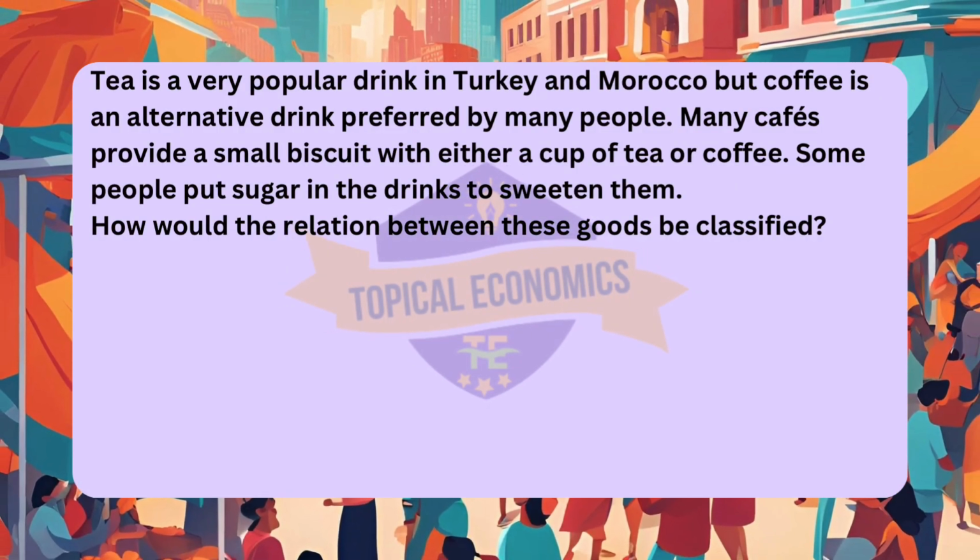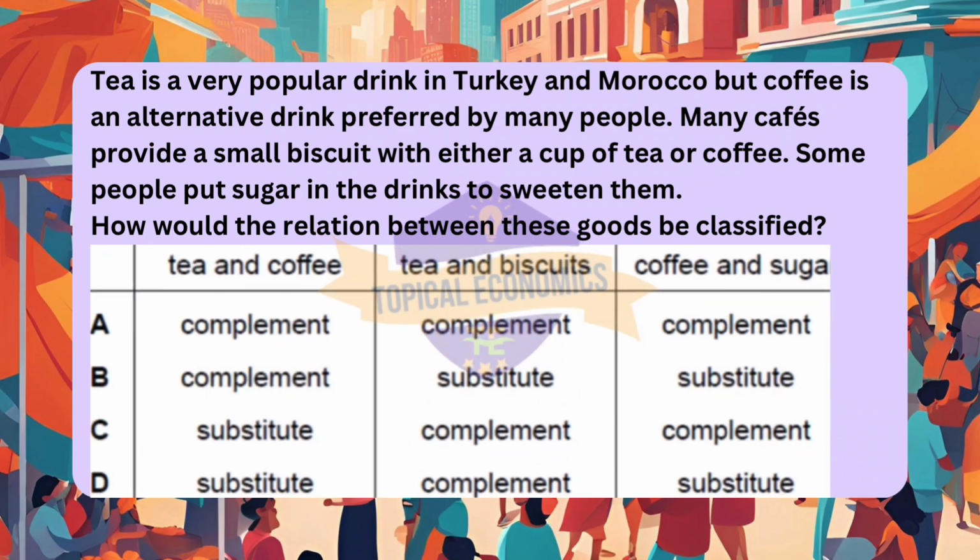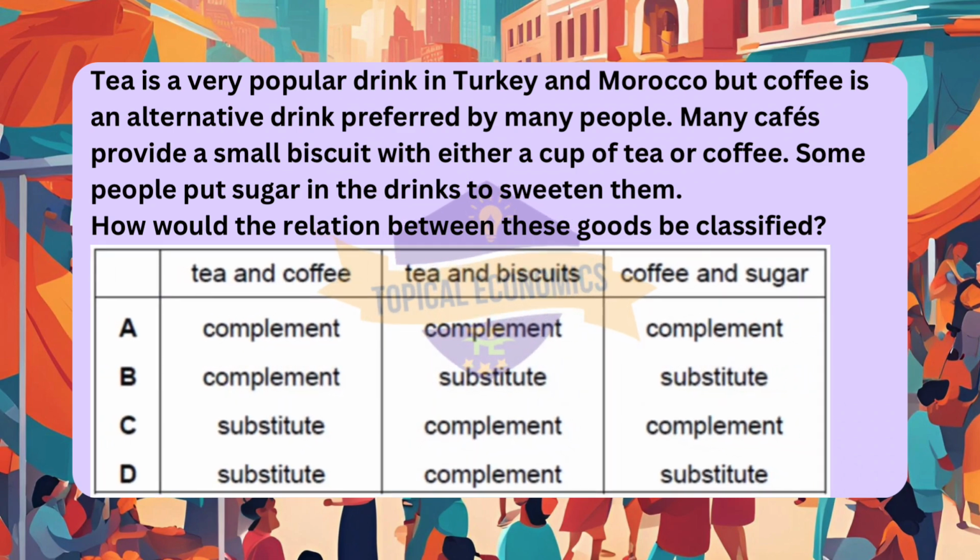Moving to question 9. Tea is a very popular drink in Turkey and Morocco, but coffee is an alternative drink preferred by many people. Many cafes provide a small biscuit with either a cup of tea or coffee. Some people put sugar in the drinks to sweeten them. How would the relation between these goods be classified? This question is from year 2017 May-June version 1.